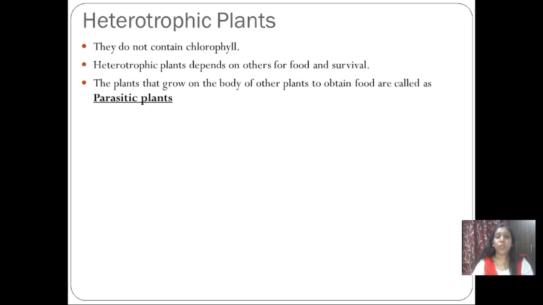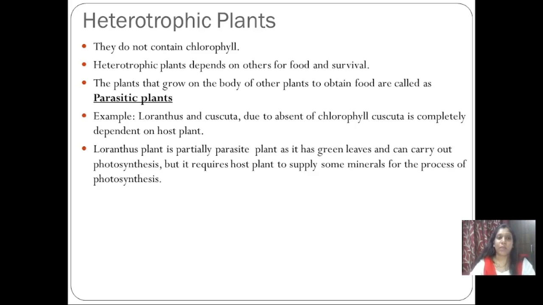The plants that grow on the body of other plants to obtain food are also called parasitic plants. Now you can see that there are two examples, Loranthus and Cuscuta. In Cuscuta, chlorophyll is absent and that is the reason it is completely dependent on the host plant. Loranthus is a partially parasitic plant because it has green leaves and can carry out photosynthesis, but it requires the host plant to supply some minerals.